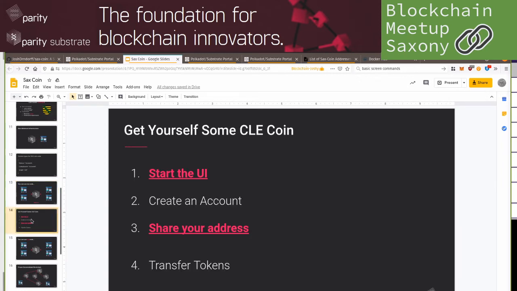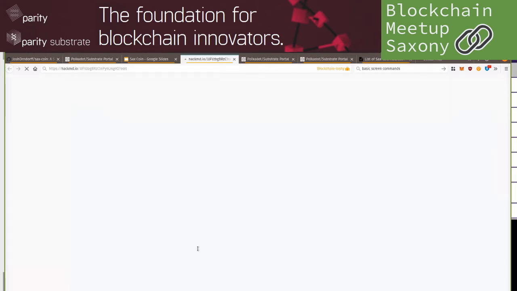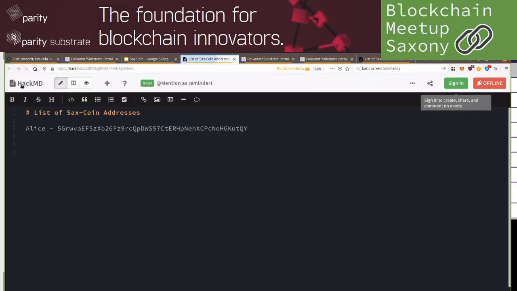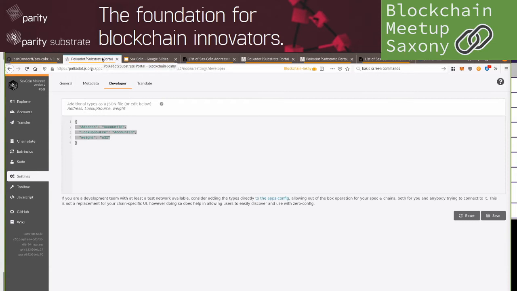And so you can go, and here's another link, start the UI. And then the next thing that I hope everybody will do, or that you're at least open to trying, is to create an account and share your address. This share your address link just takes you to HackMD. I don't know if anybody knows it. It's one of these websites where we can collaboratively edit a doc. And what I'm hoping will happen is that you'll create an account and put your address in there. So let me just show you.